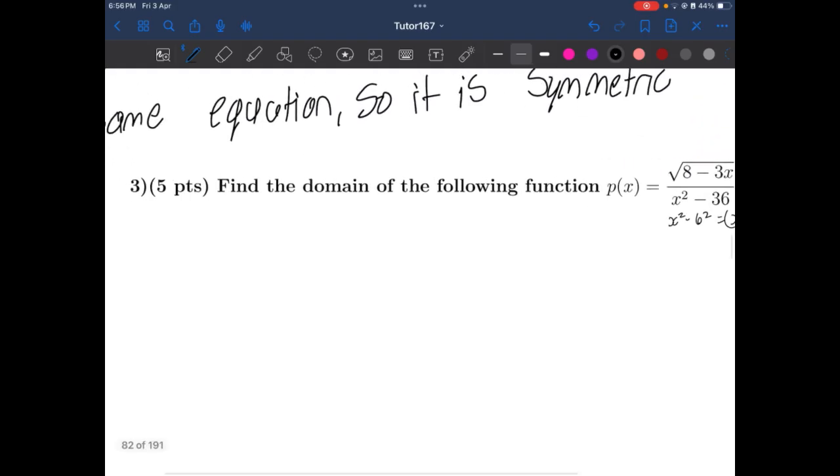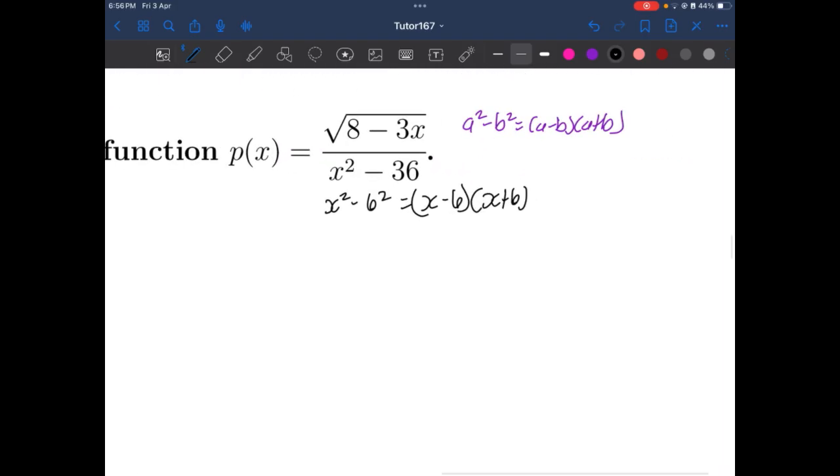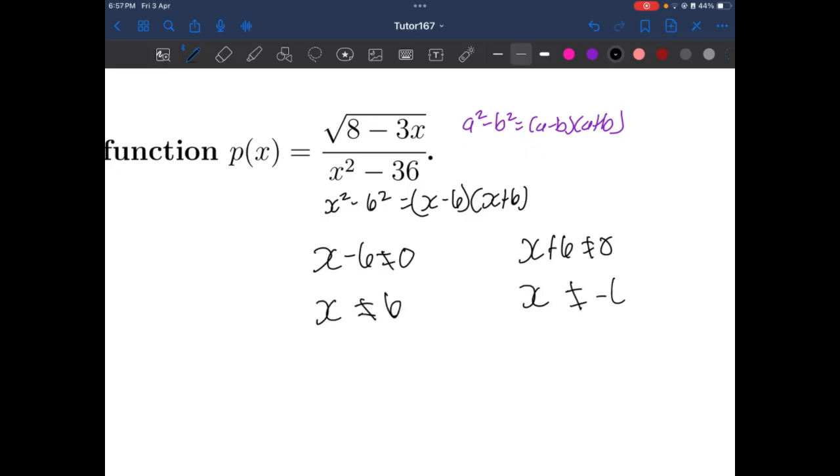And we're going to set them equal to 0. Well, not equal to 0. So we have x minus 6 is not equal to 0. X plus 6 is not equal to 0. Now let's solve for x. X is not equal to 6, and x is not equal to negative 6. So we don't want 6 and negative 6 to be substituted into this, because if it is, it's going to make it 0. You see?